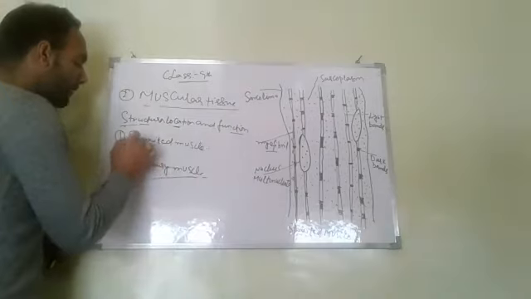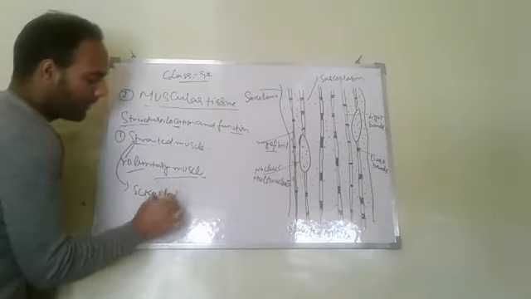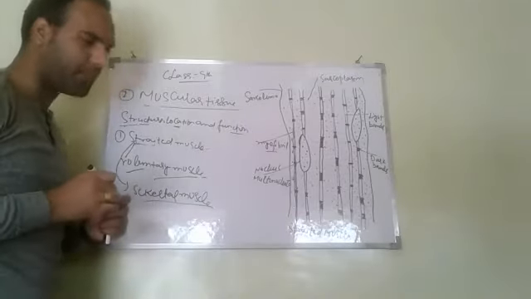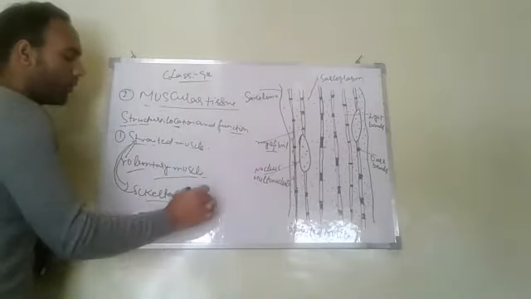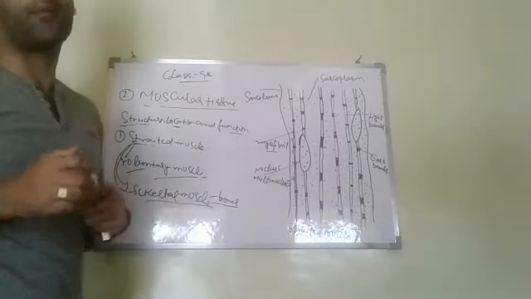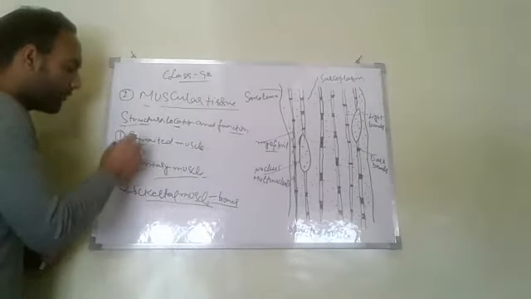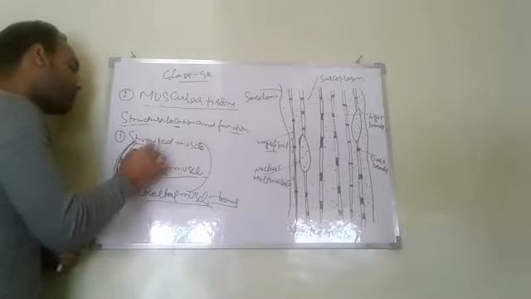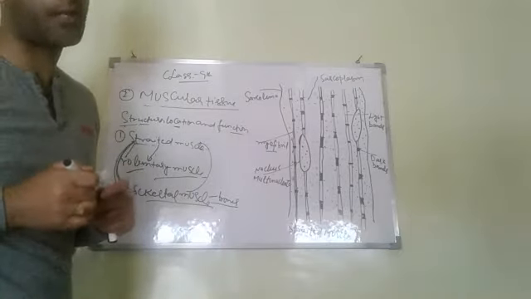Second point, this muscle is also known as skeletal muscle. Why is this known as skeletal muscle? Because these muscles are attached to the bones, and hence this muscle helps us in movement of body parts. Hence, this muscle is also known as skeletal muscle.